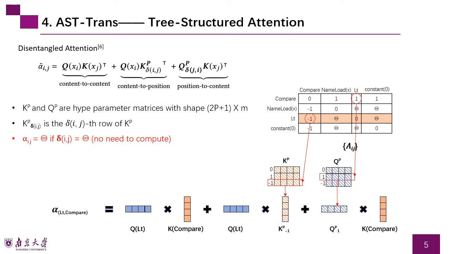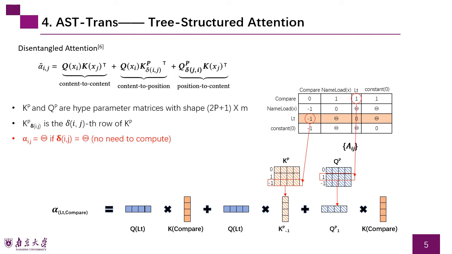We then introduce the tree-structured attention. Tree-structured attention is built on the disentangled attention. It contains three parts: content to content, content to position, and position to content. K_p and Q_p are learnable matrices. K_p,δij is the δij-th row of K_p, and for those nodes whose relationships are infinite, the attention scores are also set to infinity.